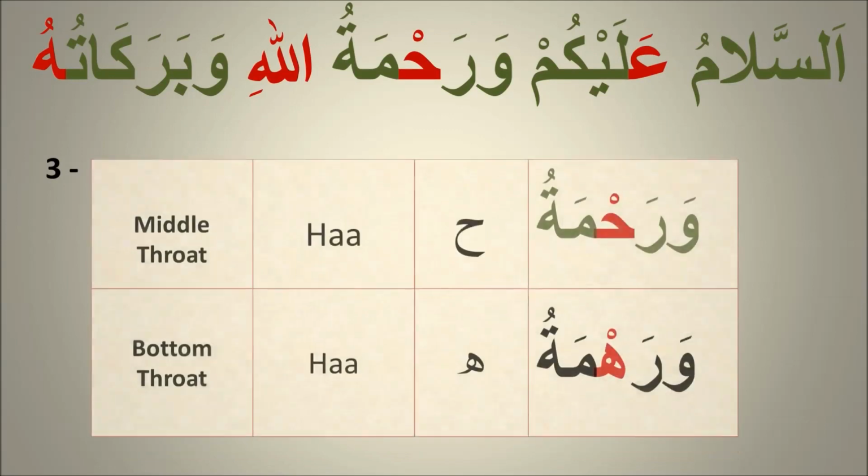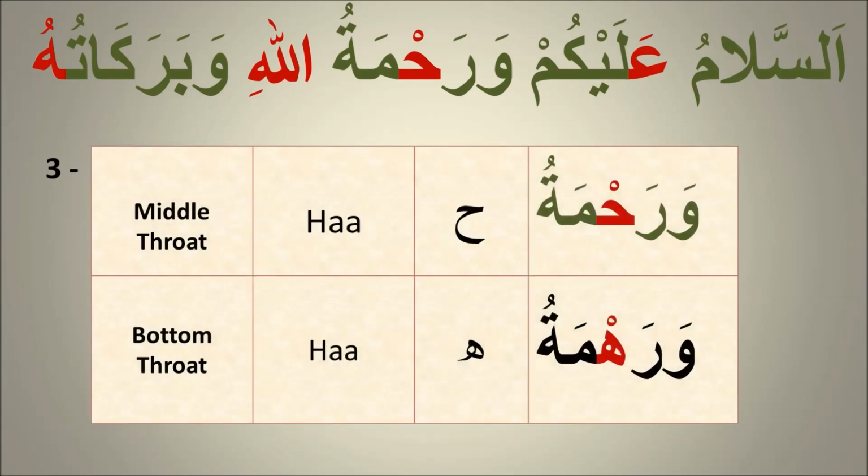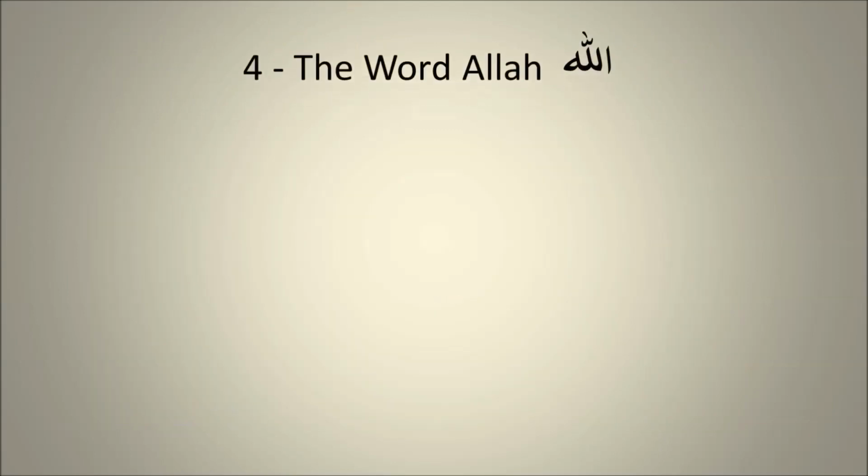Moving on, point number 3, we're going to talk about the Ha and the Ha in the word wa rahmatu. Now notice that wa rahmatu has Ha, which comes from the middle throat, and this is often confused with the letter Ha, which comes from the bottom throat. So which one do you think is correct? The top one is correct. We say wa rahmatu and not wa rahmatu. And a lot of people make this confusion between these two letters, and these two letters are not the same. They do change the meaning.